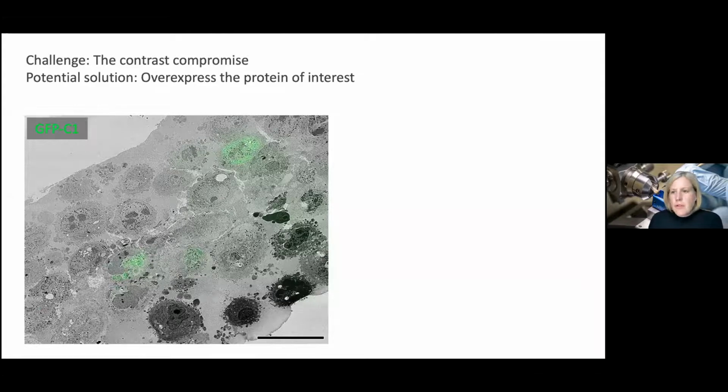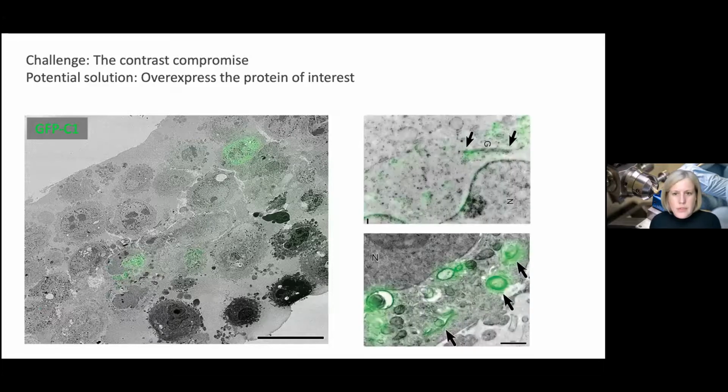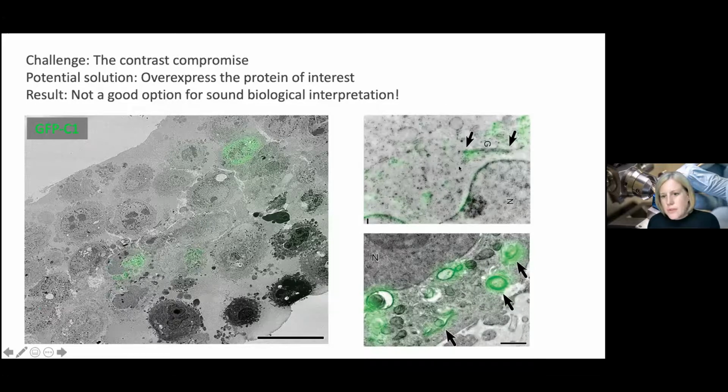So there are various potential solutions. The first is to overexpress the protein of interest, and actually some labs do this where it won't affect the biology, but in other cases it's not a good option. So here with diacylglycerol at the top, we have poor membrane contrast and good fluorescence, but down here we have much better membrane contrast. So we're looking at a cell that's really overexpressing just to be able to see the fluorescence. And the ER membranes are wrapped up because we've screwed up the biological system.